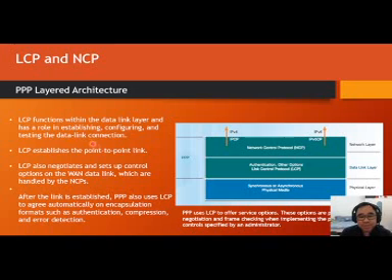LCP functions within the data link layer and has a role in establishing, configuring, and testing the data link connection. LCP establishes the point-to-point link. LCP also negotiates and sets up control options on the data link, which are handled by the NCP. After the link is established, PPP also uses LCP to agree automatically on encapsulation formats such as authentication, compression, and error detection.